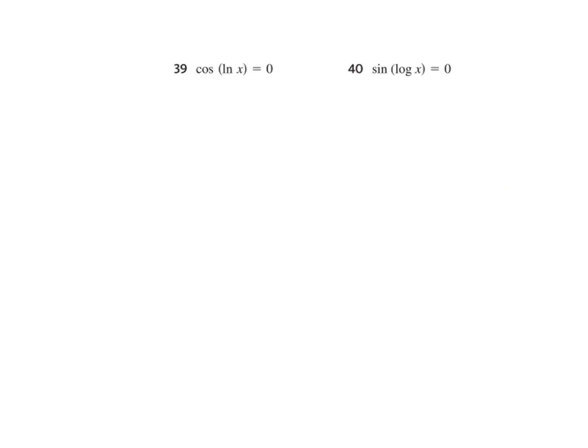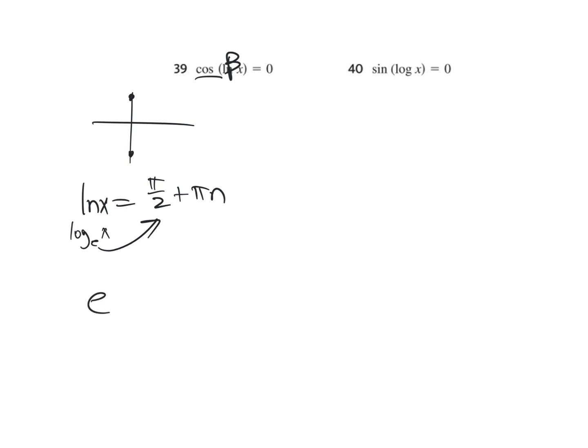39, the cosine of the natural log of x. Oh my goodness, so we're just going to say that's beta. So where is x equal 0? X is 0 at pi over 2 and 3 pi over 2. So now you have the natural log of x equals, that's going to be pi over 2 plus pi n. So this is log base e of x, so we're going to say e to the pi over 2 plus pi n equals x. And that would be your answer.